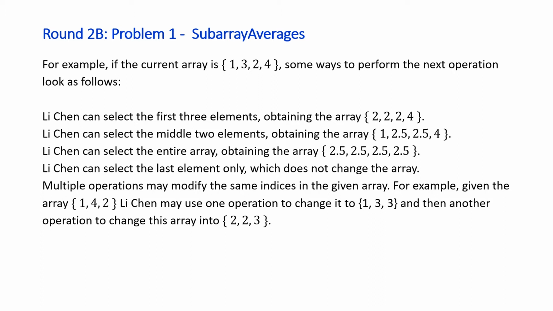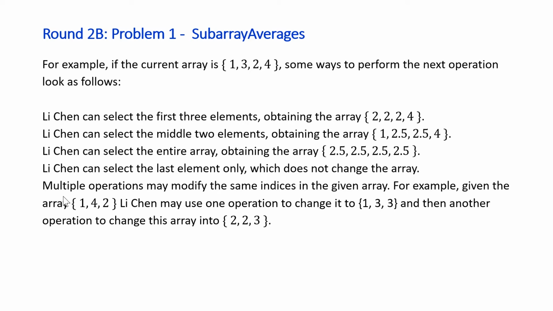It says, for example, if the current array is 1, 3, 2, 4, some ways to perform the operation look as follows. Li Chen can select the first 3 elements, 1, 3, and 2, take the average of those elements, 2, and then replace those 3 elements with that average. So your array ends up being 2, 2, 4. Another version of this operation is to select the 2 middle elements. 3 and 2 gives you an average of 2.5 and replace those. She can select all 4 elements, so that's the entire array, and replace this with 2.5, 2.5, etc.